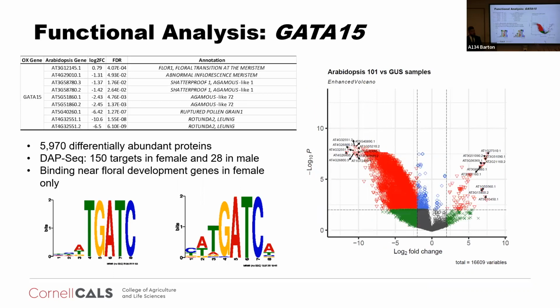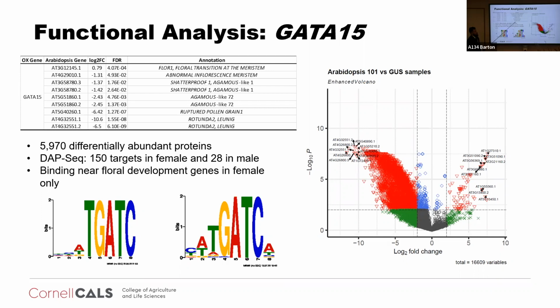Now, GATA15 was the other gene for which we saw differentially abundant proteins involved in floral development. So we once again detected about 60,000 proteins total, nearly 6,000 of which were differentially abundant. And this was the most of any of the genes we tested.